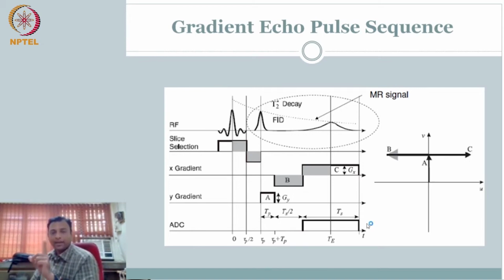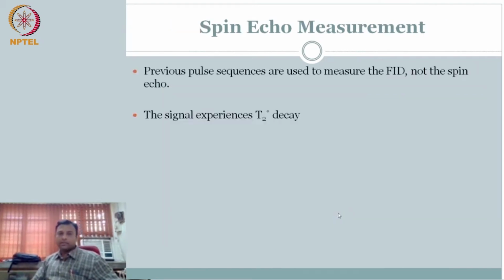So one gradient echo sequence will give you one line like this. You have to repeat this experiment to get different lines. Your A could be different each time, right? Therefore, you will get parallel lines moving around. Clear?